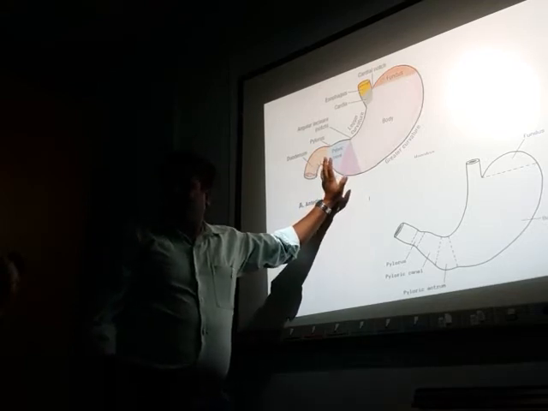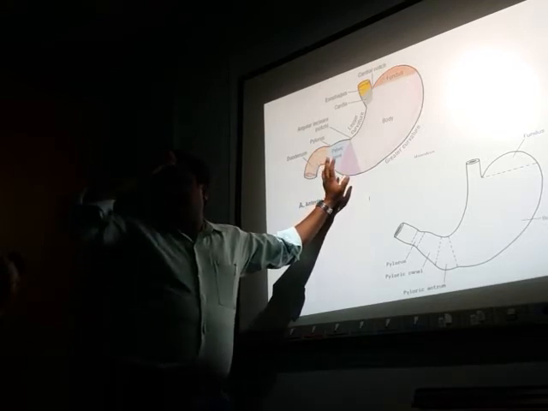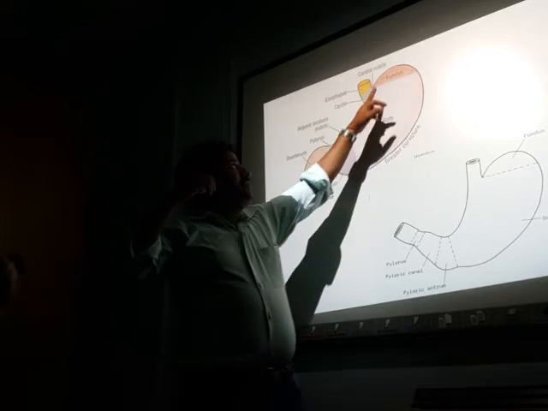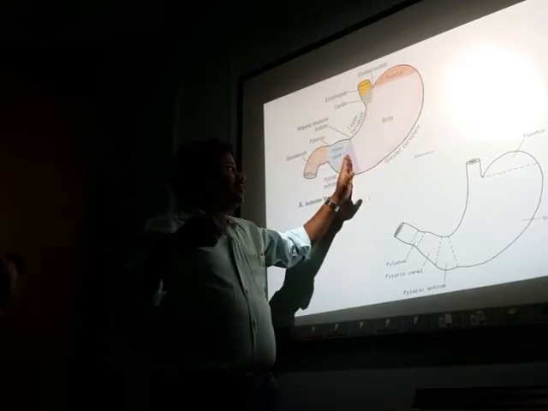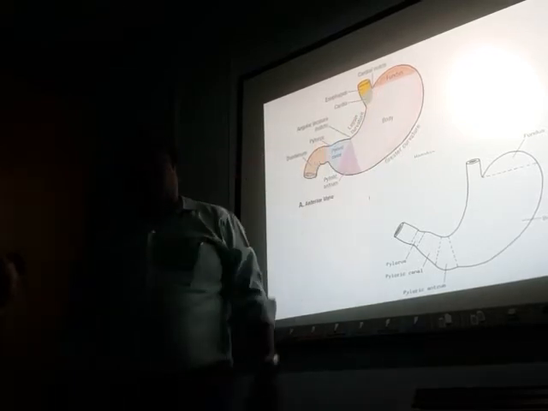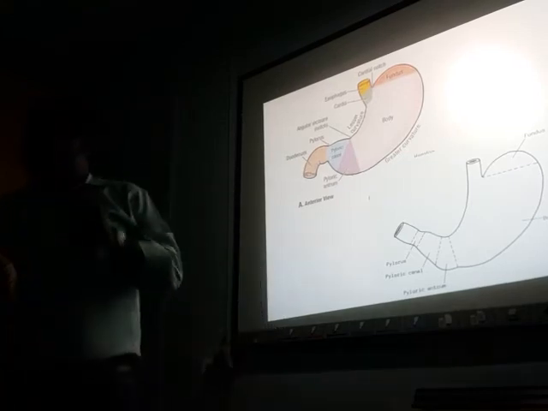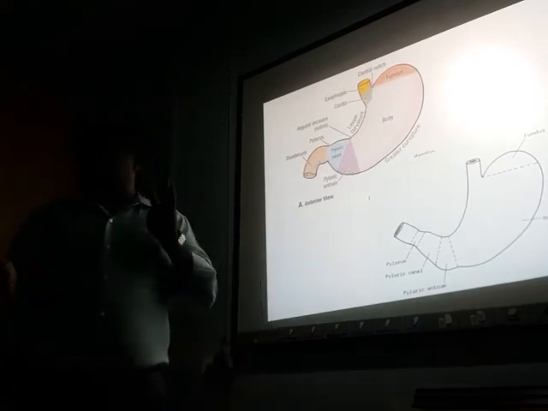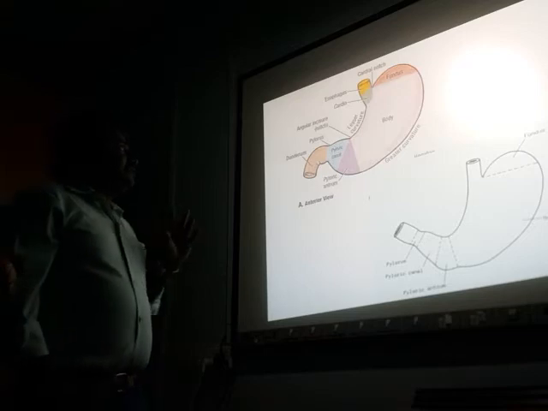Am I clear? What are the 4 parts? Yes. Fundus, body, antrum, and canal. Pyloric antrum and pyloric canal. So these are the 4 parts of the stomach.